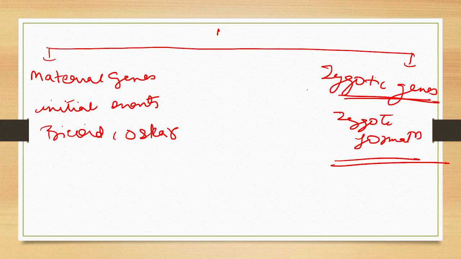Now under zygotic genes you also have subcategories. Okay, so if we try to understand zygotic genes, try to read these topics in detail afterwards. This is your homework: try to read about maternal genes and zygotic genes. What is the difference between maternal genes and zygotic genes? What are the different subcategories of zygotic genes and their examples?